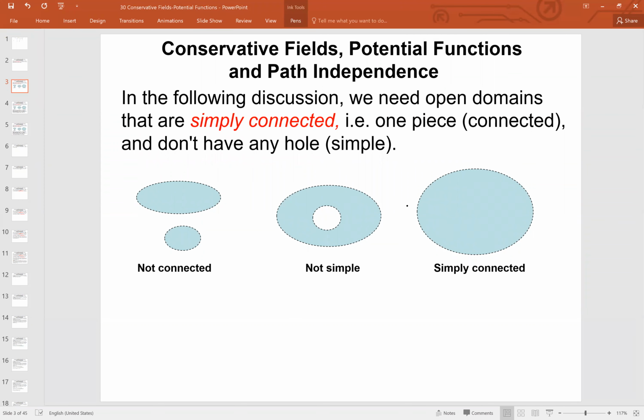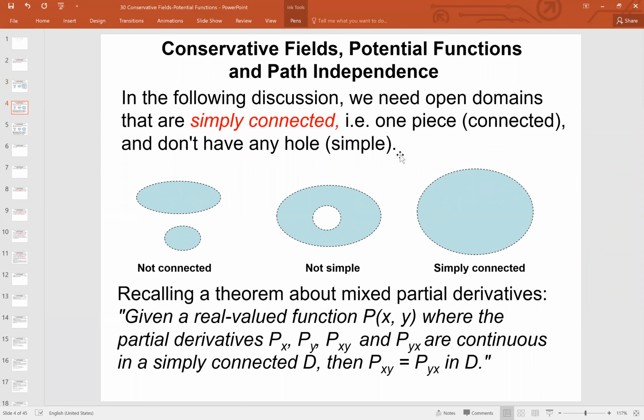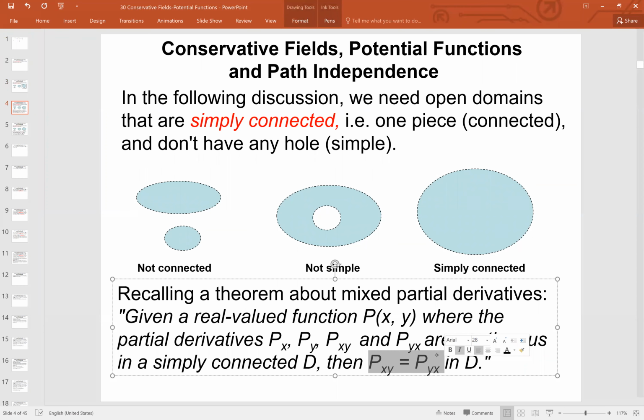So here's simply connected. In particular, we have a theorem that basically says we have a two-variable function in x, y. If the partial derivatives exist in a neighborhood of a point, and the partial derivatives are continuous around the neighborhood, then the mixed partials are equal. For most elementary functions, this comes out to be true.